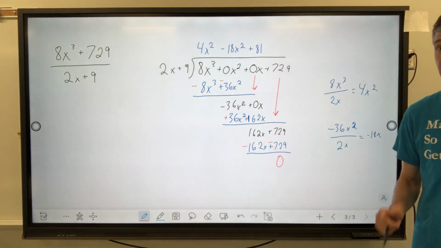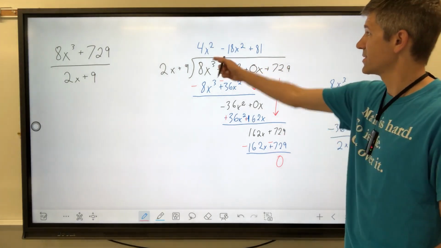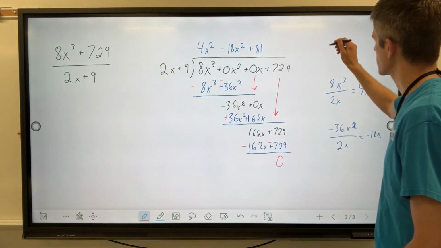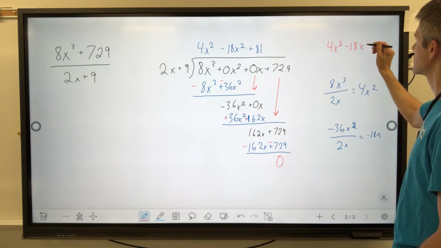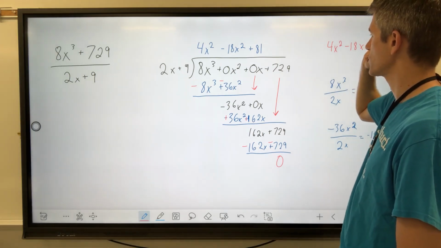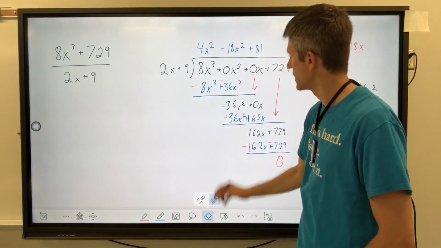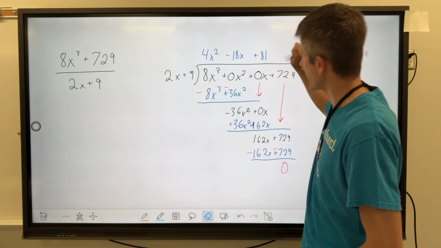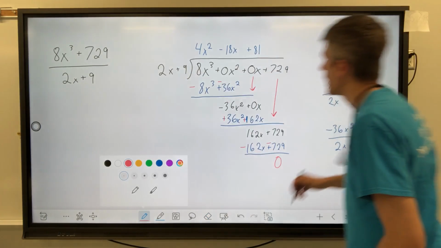All right, that means my final answer is this up here. I will write it in red. A little inconsistent with the way I've done the other ones, but it's 4x squared minus 18x. Whoops, that should just be 18x. Oops. Yep, I'm going to have to change that. My bad. There we go. 18x. Yep. Sorry about that. And 81.